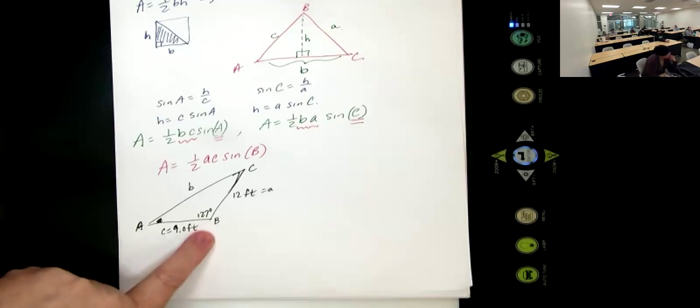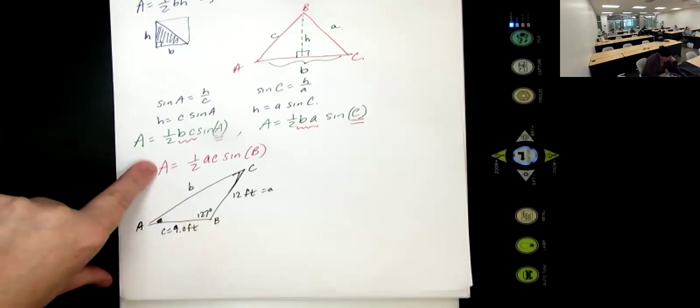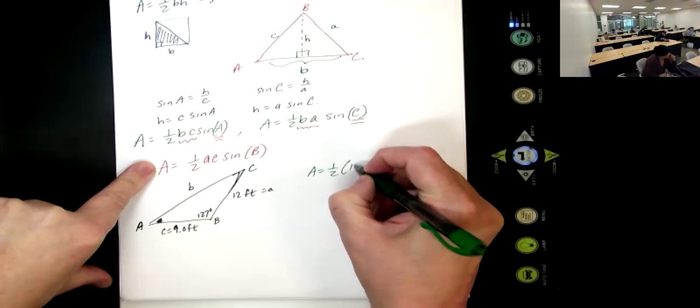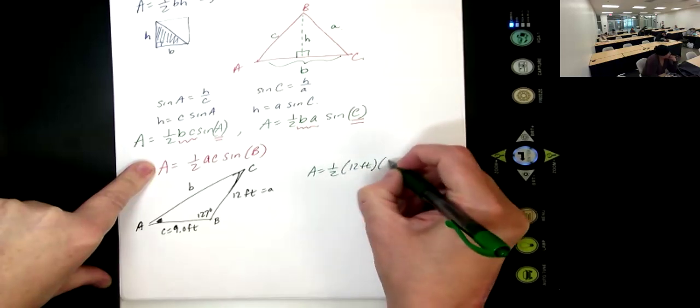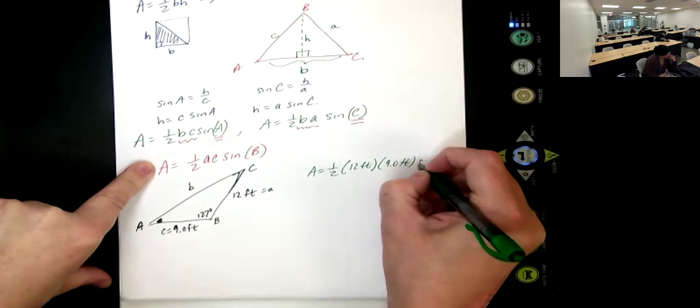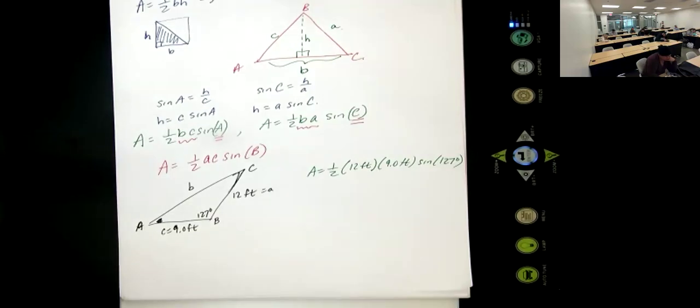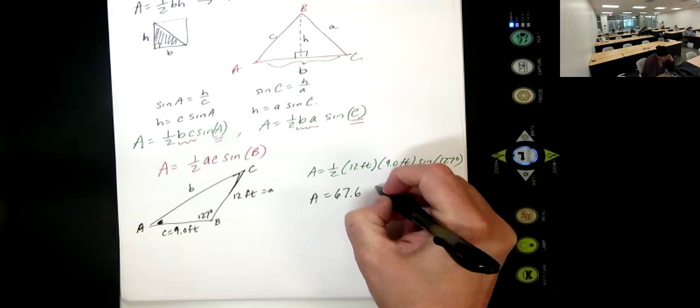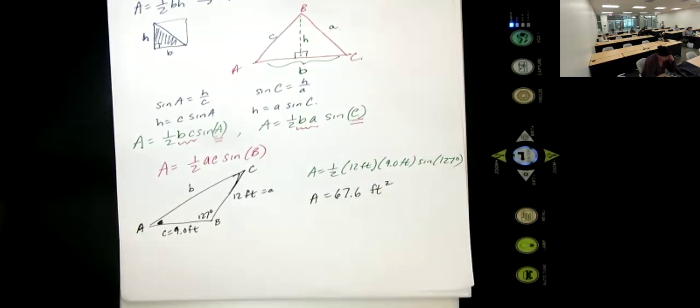The one we have the angle for in this case is B, so I'm going to go with this version right here. Area equals 1/2 A, which is 12 feet, times C, which is 9 feet, times the sine of the angle. And I am getting area equals 67.6. And the units were feet, so area is square feet.